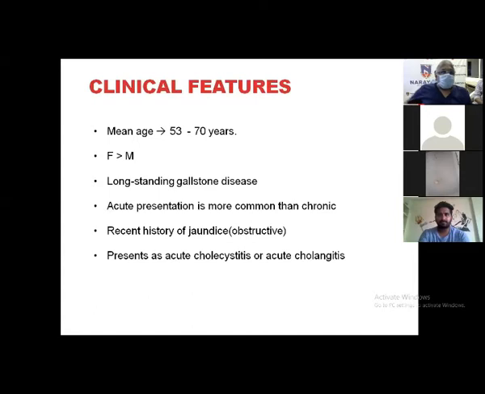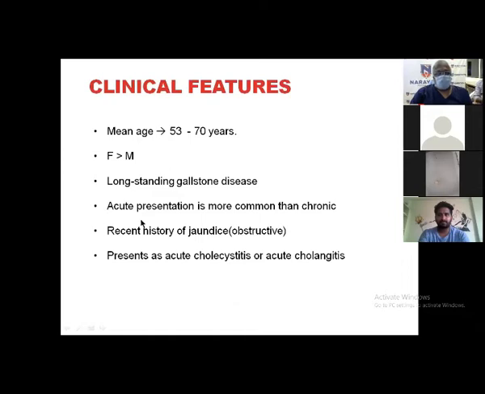Acute presentation is more common than chronic. A recent history of obstructive jaundice with evidence of fever, chills, and rigors. Something like the 3 combination. What is that? Not Raynaud's pentad. What is it? Charcot's triad.